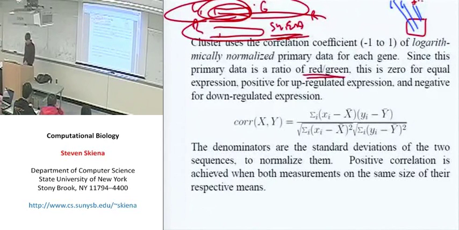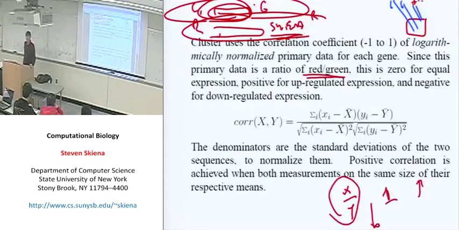One neat thing about a red-green ratio is it's something about x over y. When they're equal, the value is 1. When there's a lot more x, the value is big. When there's a lot more y, the value is small. If you take the logarithm of this thing, what's kind of neat is that if x is overexpressed, you get a positive value. If x is downregulated, you get a negative value. And if it's just normal, you get a 0. Does that kind of make sense?